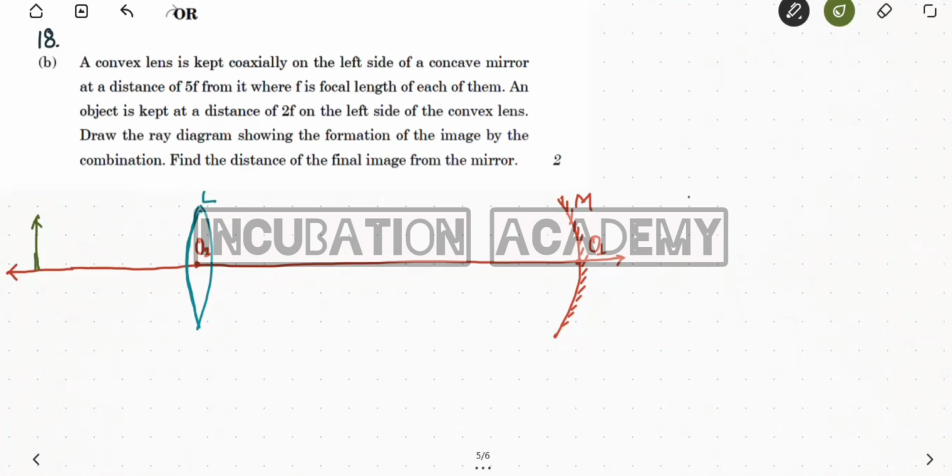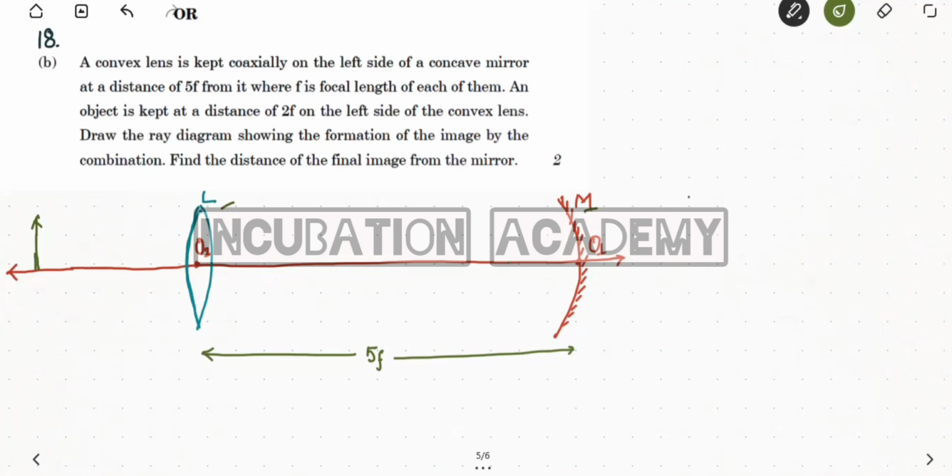This question is from ray optics. A convex lens is kept coaxially on the left side of a concave mirror. Just see it is drawn here. This is the mirror and this is the lens. They are at a distance 5f from each other. The distance between the lens and the mirror, that is O1 O2, where O1 is the pole of the concave mirror and O2 is the optical center of the lens, is 5f, where f is the focal length of each of them.